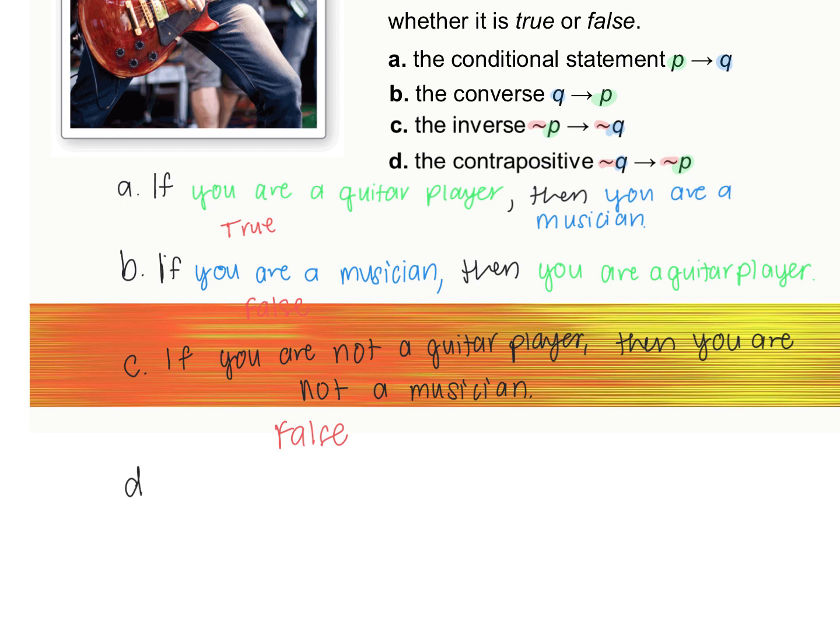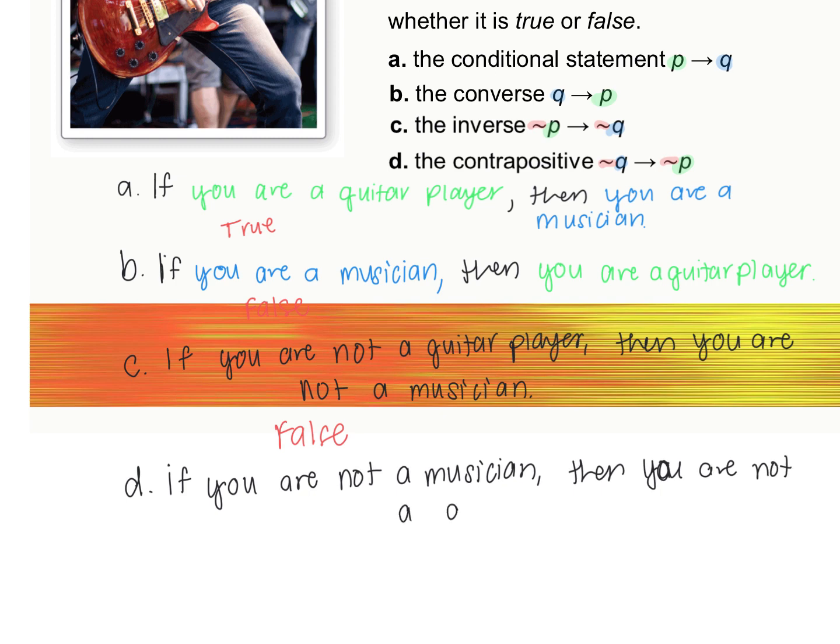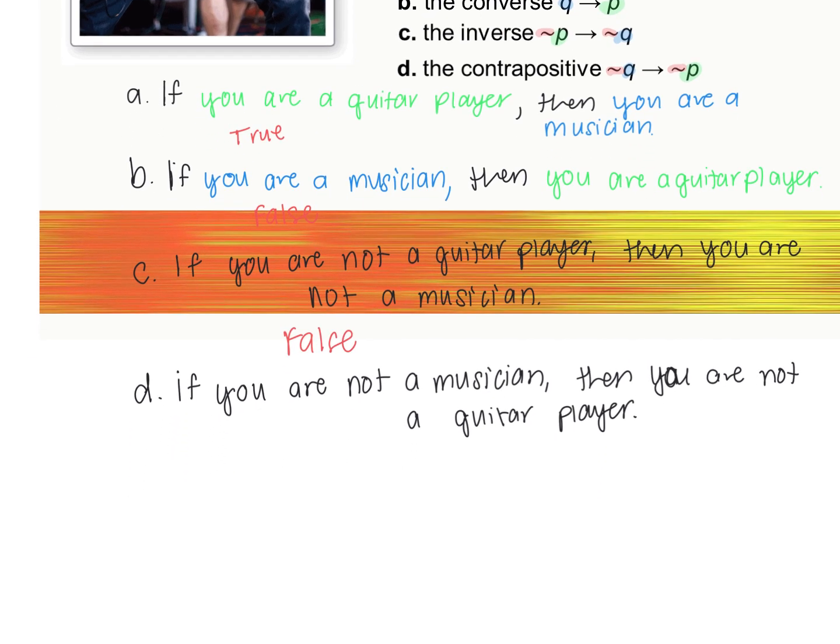And the last one, which is D, contrapositive. So I'm flipping it and I'm negating it. If you are not a musician, then you are not a guitar player. This one is going to be true.